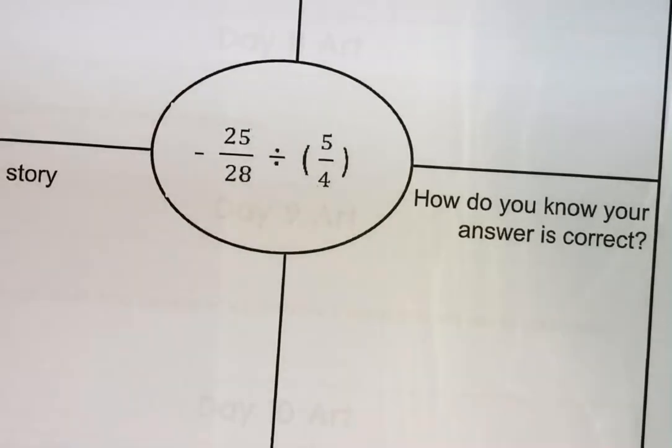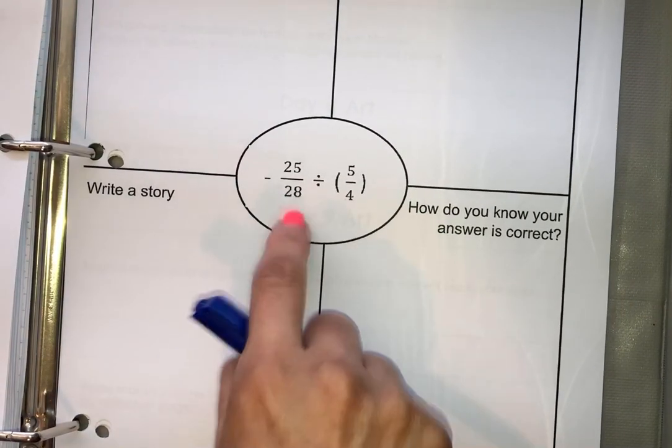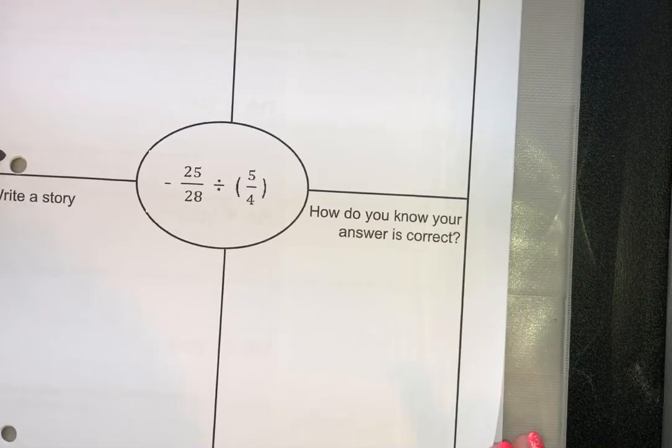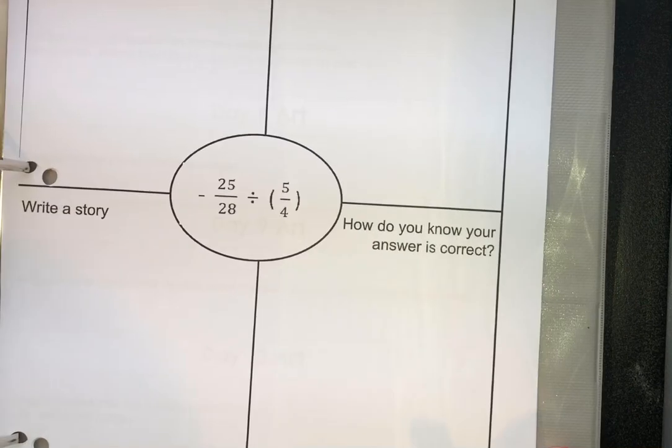Strategy, a model or visual. Write me a story or just a few sentences describing how you could write this as a word problem. And then how do you know you're correct? Again, you guys should be just double checking your work.